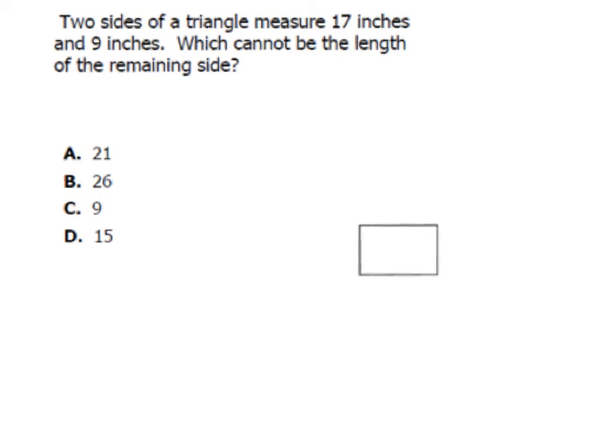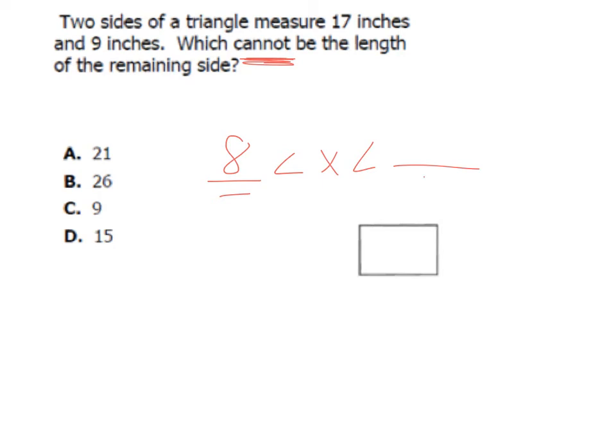Number 7 says 2 sides of a triangle measure 17 and 9 inches, which cannot be the length of the remaining side. Key word is the one that doesn't work. Anytime they're giving us these 2 numbers, we're going to make our inequality with an x in the middle and 2 less than signs. To get the first number, we're going to subtract them. 17 minus 9 is going to give us 8.